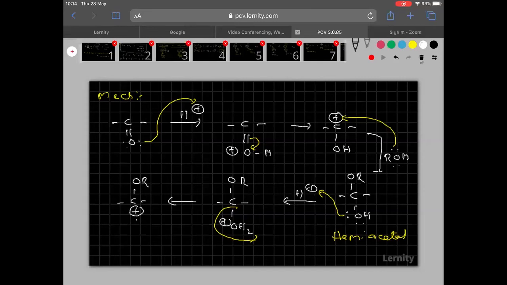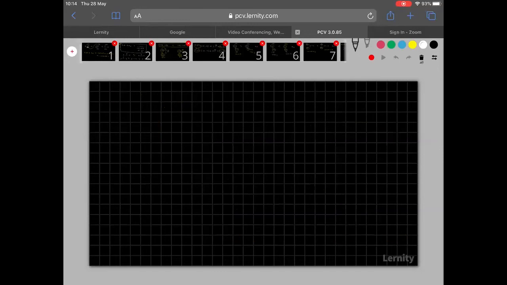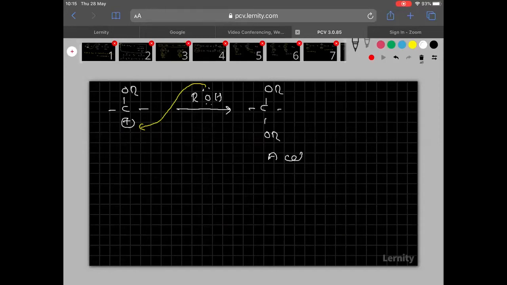Completed. Let us move to the next slide to complete the mechanism. So in the previous slide, I got this one. Now again what happened? Again alcohol will attack here. Okay. So now here you will get one OR, here also you will get one OR. When two ORs are there on the same carbon, it is called what? Acetal. This is the acetal formation. Complete the mechanism quickly.